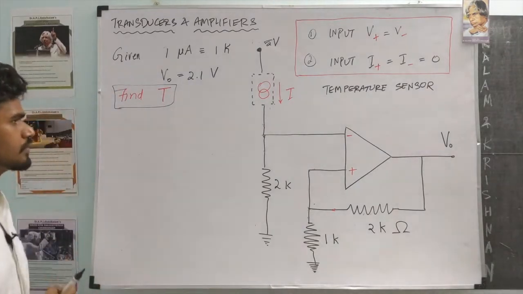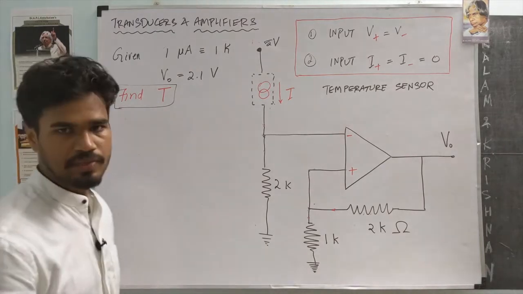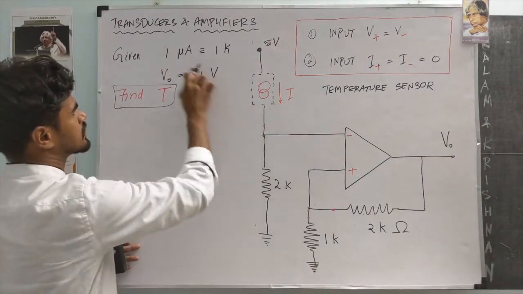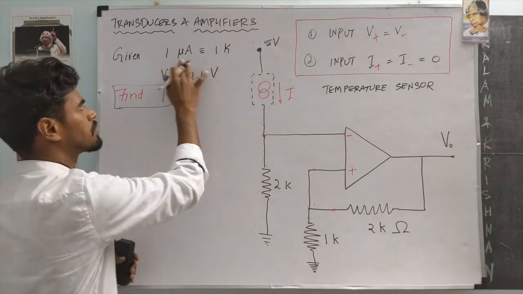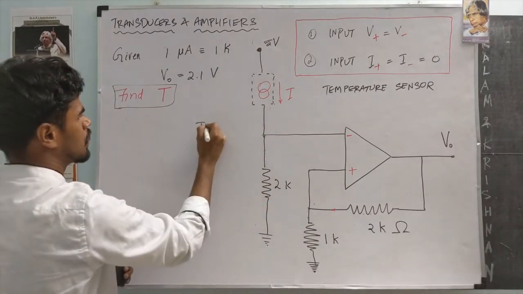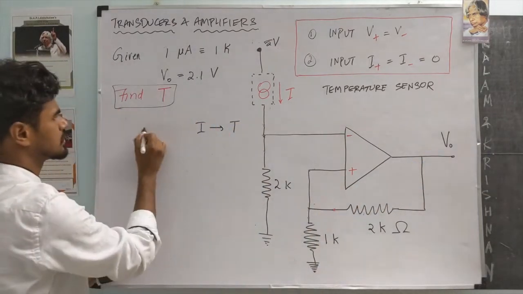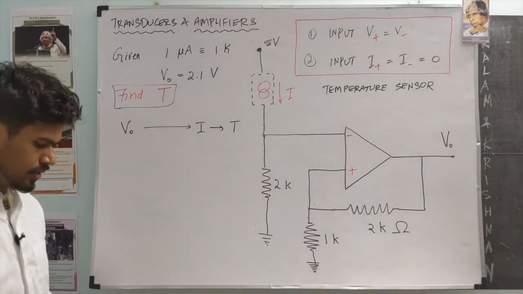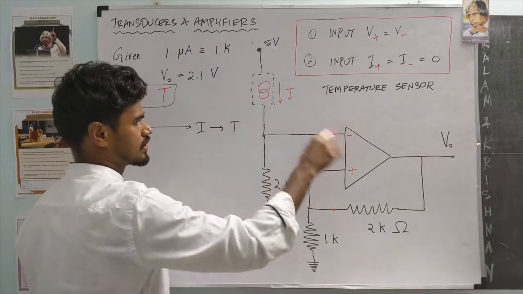This problem is slightly tricky because there is one intermediate variable. If we know what this current I is, we can find the temperature, because 1 microamp is 1 Kelvin, so 100 microamps would be 100 Kelvin. So if you know I, we can find the temperature. The question is, how do you find I? What we are given is this output voltage V0 over there. So let's try to find out I.